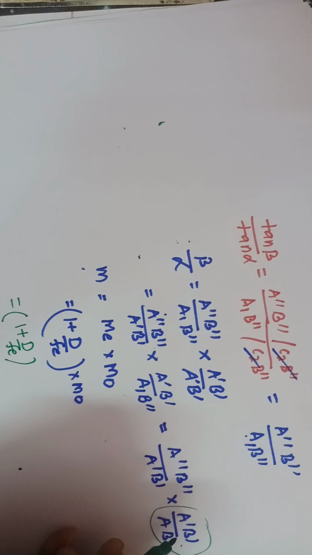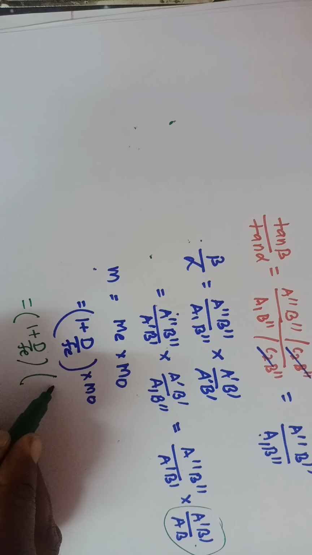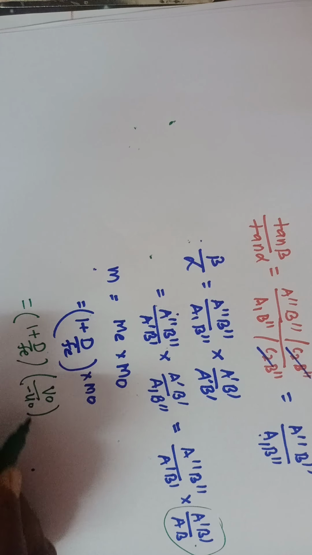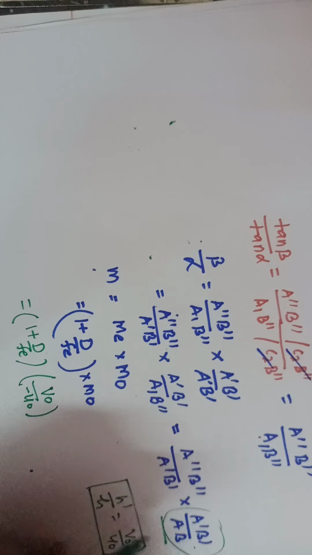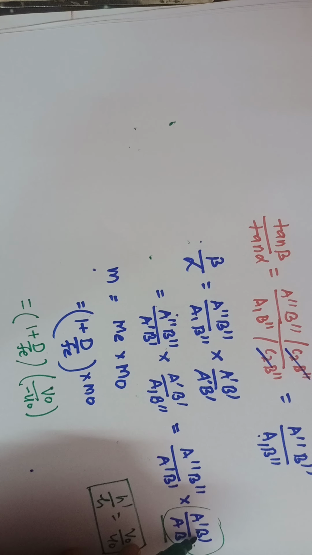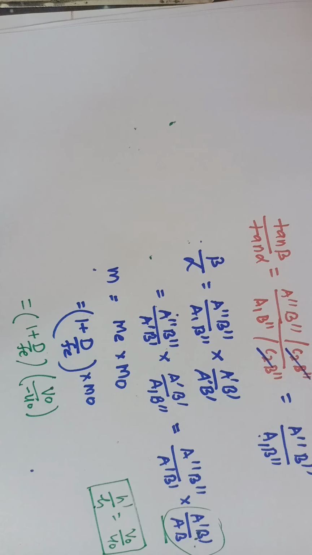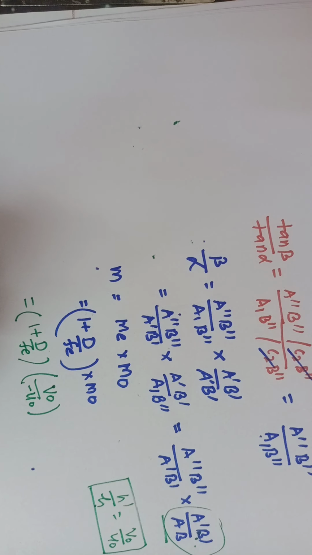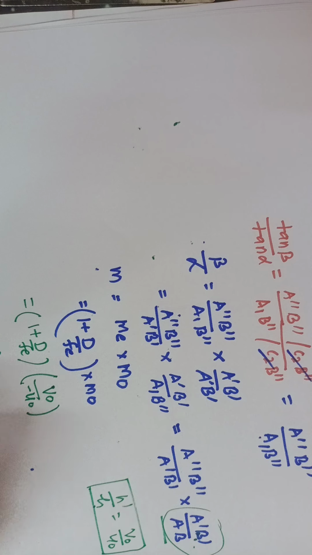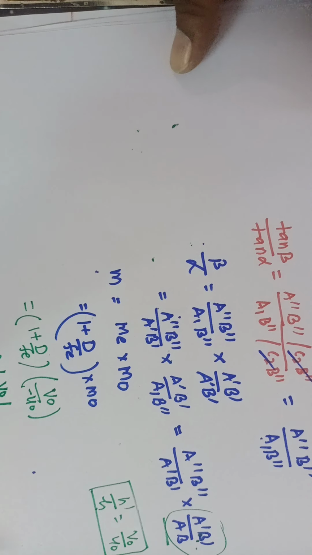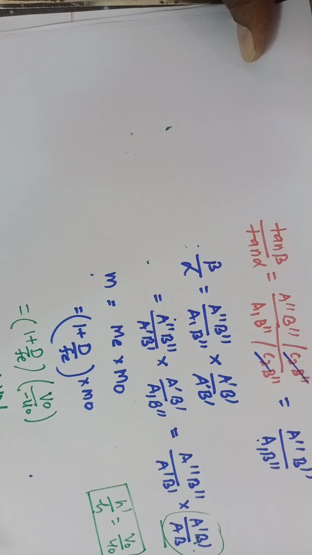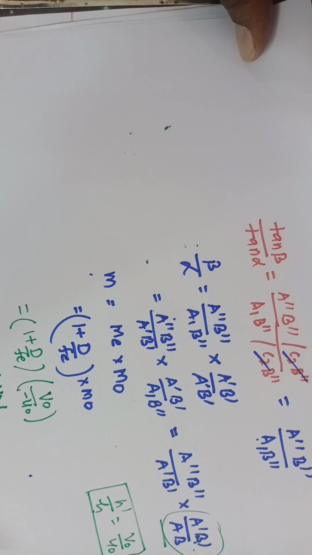So A dash B dash upon AB will be V0 by minus U0, because this is the magnification, H dash by H, equal to V0 by U0. So H dash is for the first lens, it is H. This will be the magnification power. So 1 plus D by Fe into mod of V0 by U0 is the magnification power when image is formed at least distance of distinct vision. Similarly, you can extend it for the image formed at infinity.